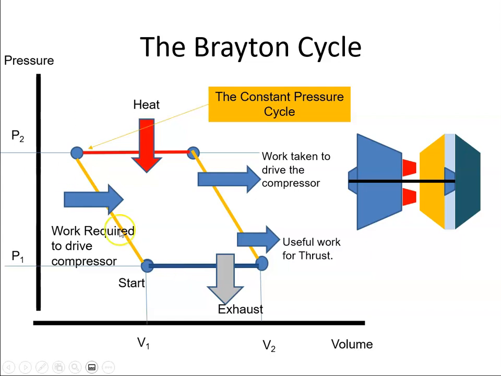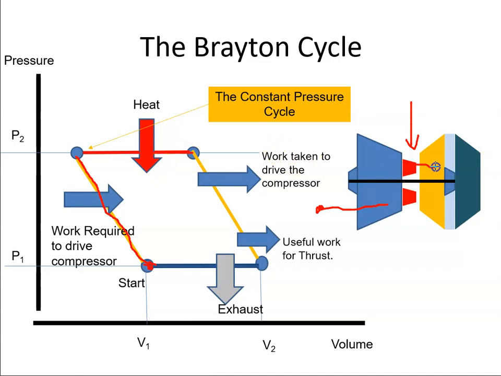So here we see it. The air is coming in. This is the air here at this stage. It goes through the compressor. As it goes through the compressor, its pressure increases and volume decreases. We add in heat in the combustion can. So this is our heat. When the air is hot, the volume increases, but we're doing that under constant pressure. That's why it's called a constant pressure cycle.